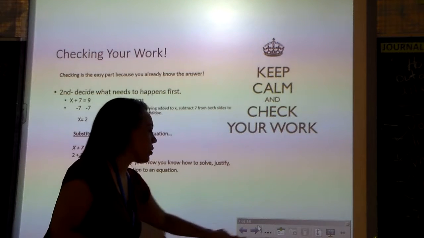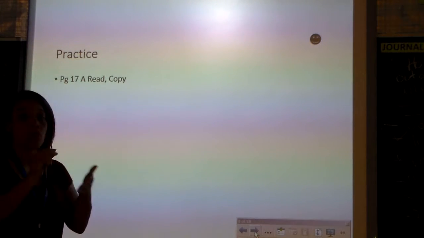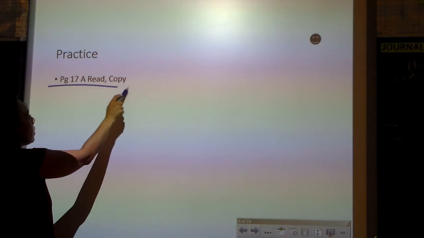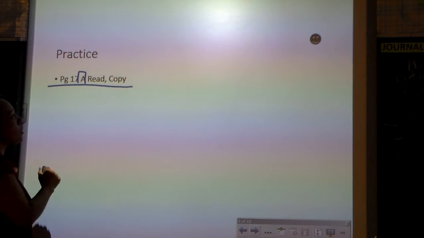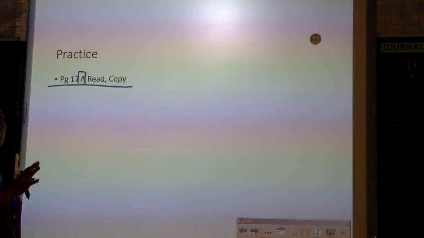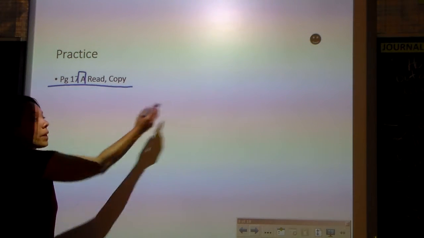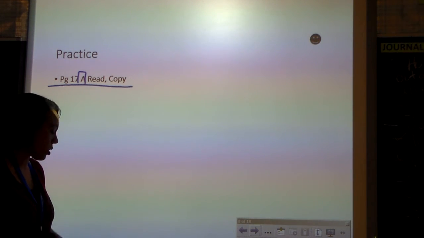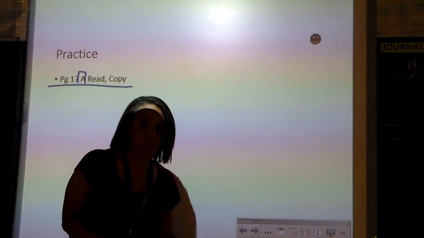Now what I would like for you to do is to get a little bit of practice writing them out on your own. So in the textbook, the red textbook, you're going to go to page 17. And part A, not only are you going to read it, you're going to use that space to literally just copy the work and the justifying. That's presentation station number 1 for solving simple equations.